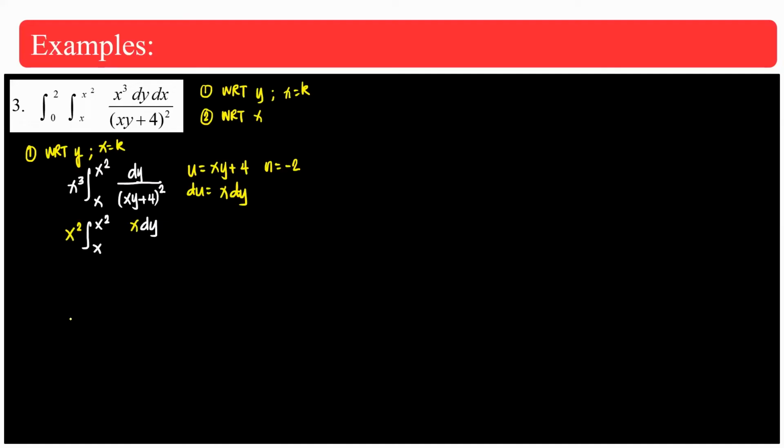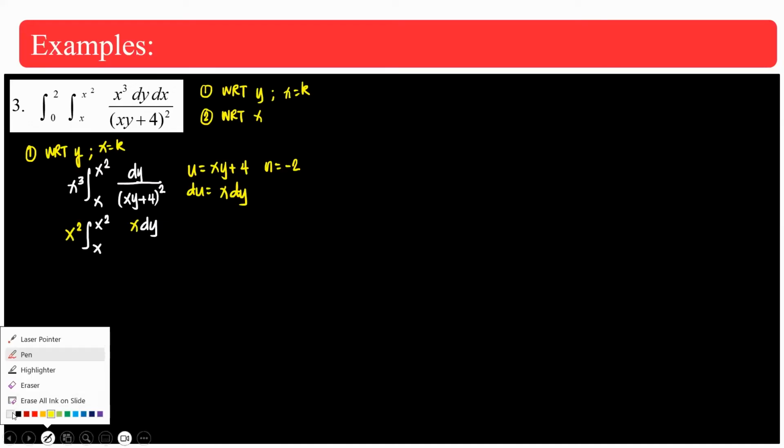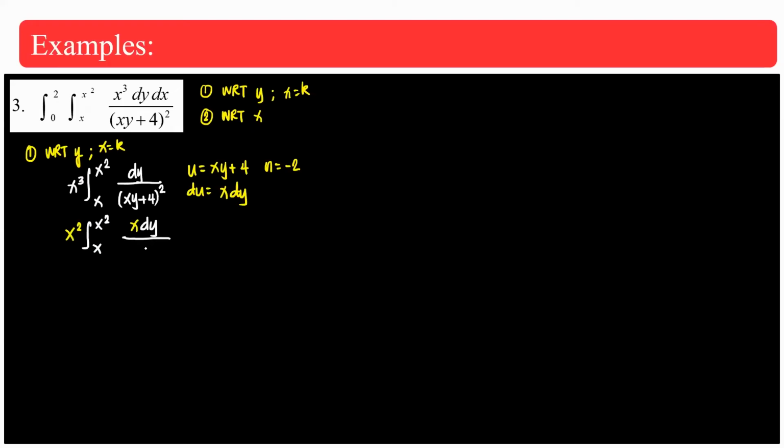I didn't notice this x dy all over xy plus 4 squared. So from there, where I moved out all of the x cubed, here it seems like I need one x inside. So let's borrow one of the x's, and then only x squared is found outside. So now let's integrate. This is already integrable.